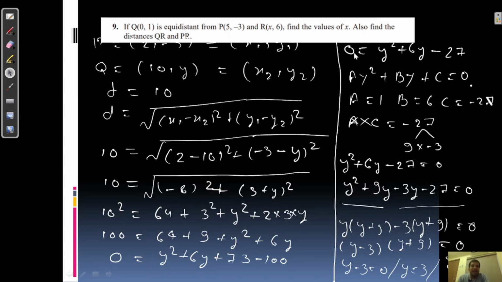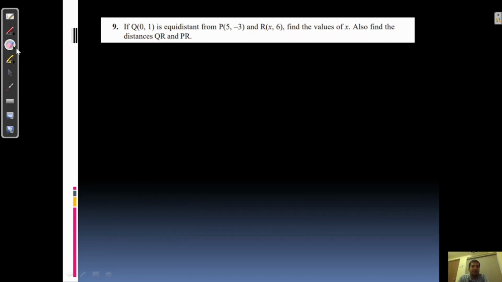Now moving on, question number 9. Question number 9. If (0, 1) is equidistant from these 2 points, then find the value of x. Also find the distance between QR and PR. So I am not going to solve it. I am going to tell it one more time. If you are having doubt in this question, then you will message me on WhatsApp, and the next day I will explain this doubt.